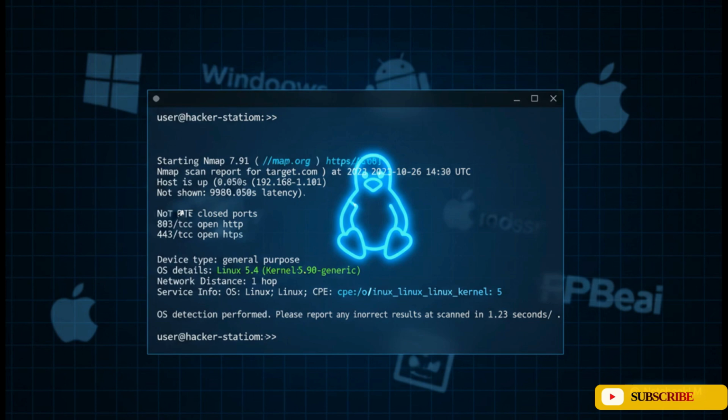The -O flag enables operating system detection. Nmap does this by sending a bunch of really cleverly designed, kind of weird packets and then analyzing the tiny little differences in the responses. A Windows machine just responds a little differently than a Linux machine. It's like identifying a car make and model just by the specific sound of its engine.